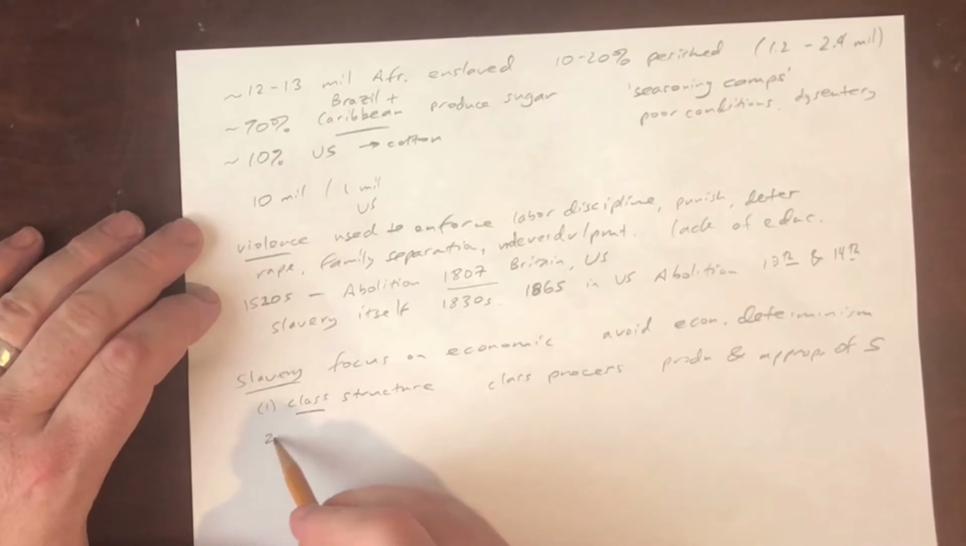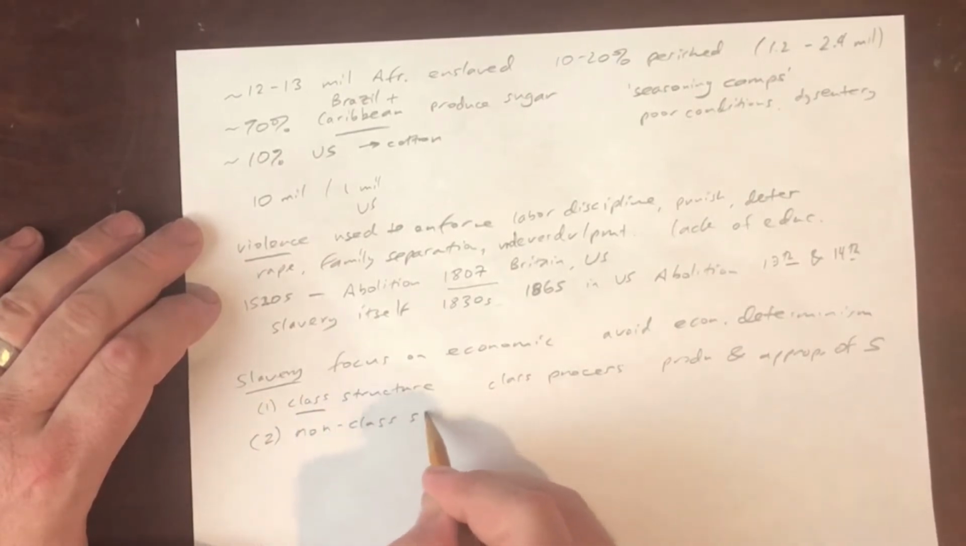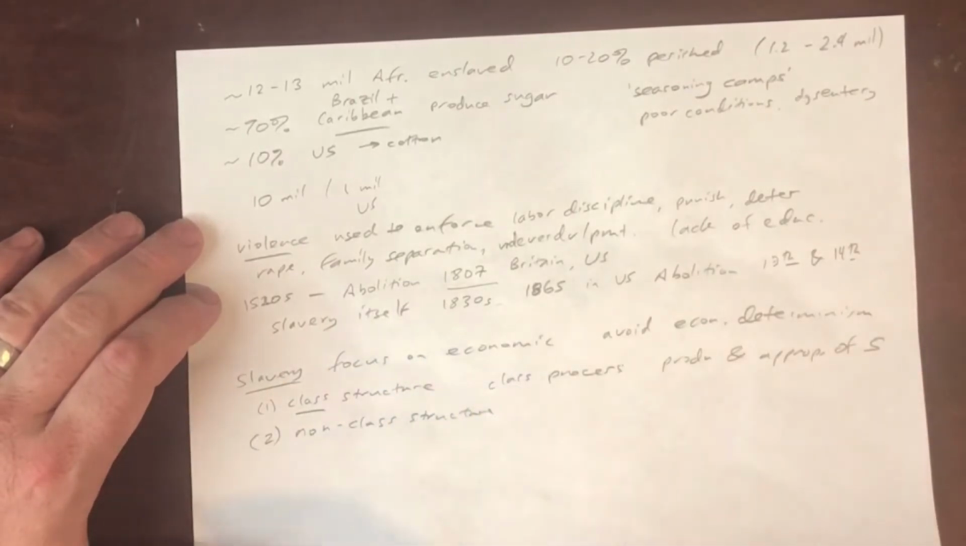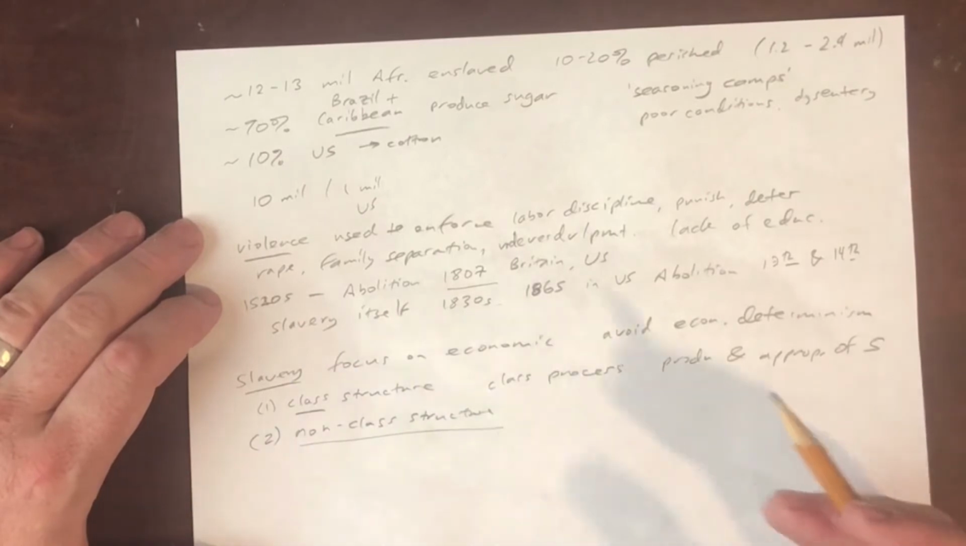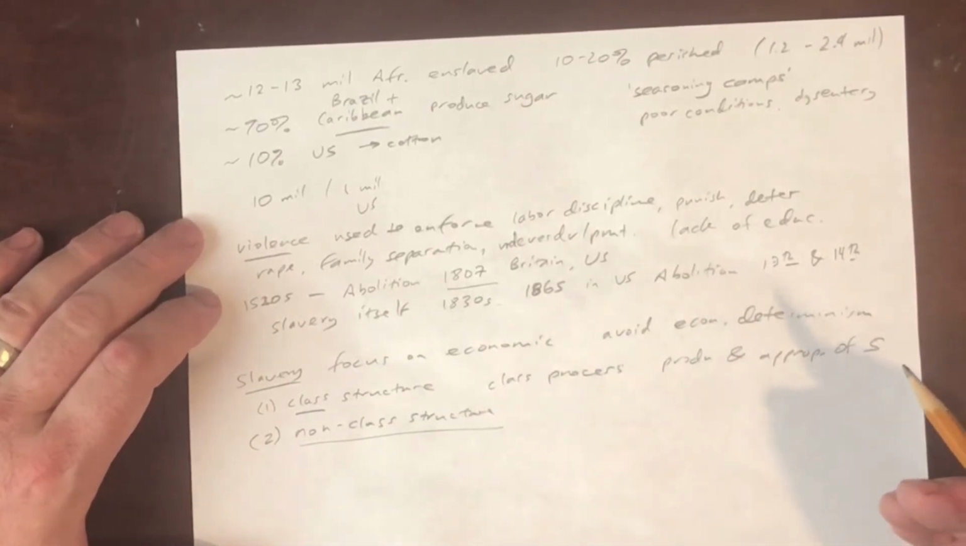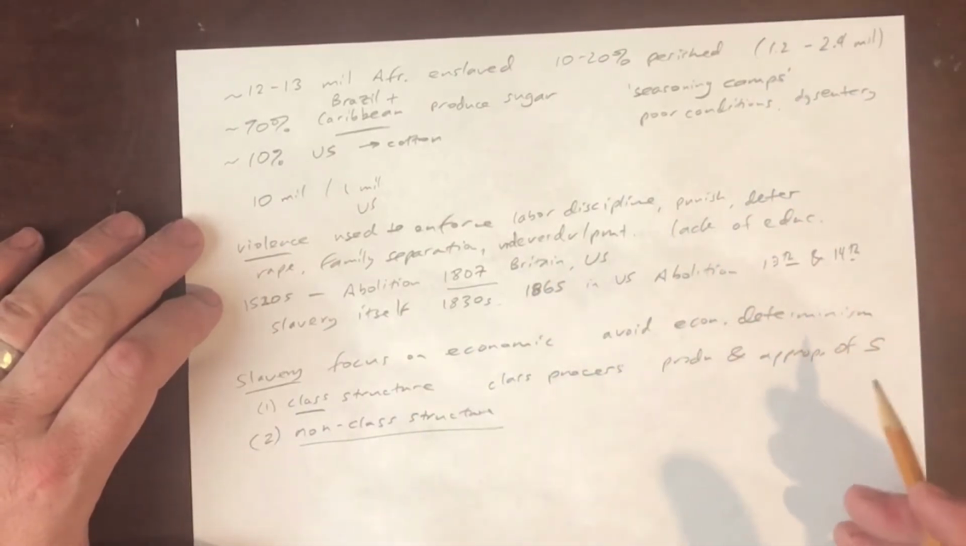And it also has what we could call a non-class structure. A class and a non-class structure. So the class structure, like I said, is all relative to surplus. The non-class structure is the things which support that. What are the processes in society? And many of these function at a more macro level.